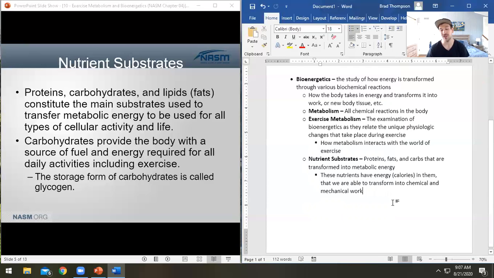So your nutrient substrates, right? These are what have calories in them that allow us to do chemical work and mechanical work. It's either going to allow us to move around, think, or even just produce metabolism.